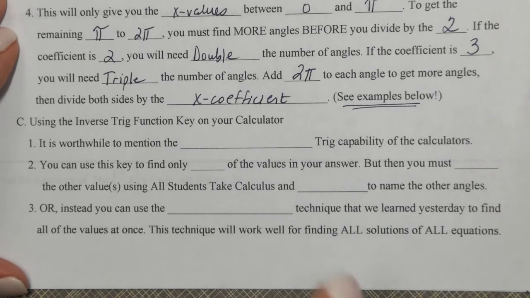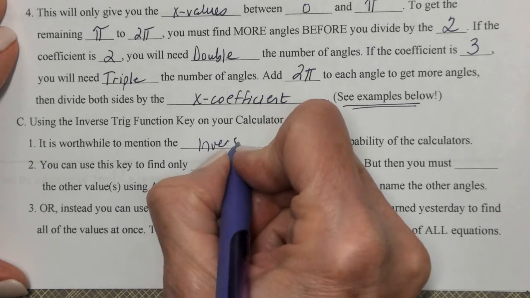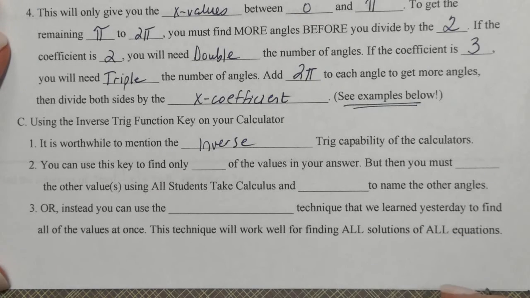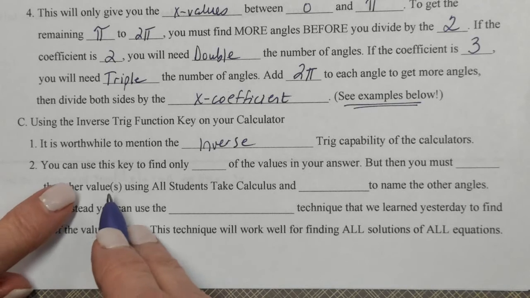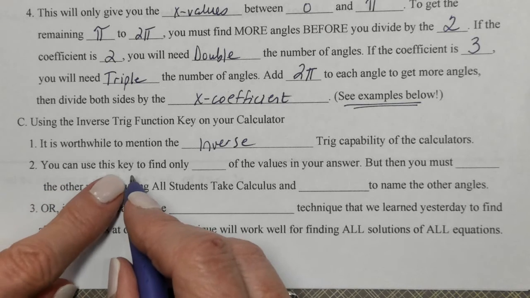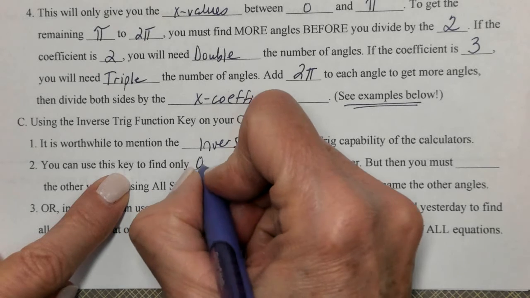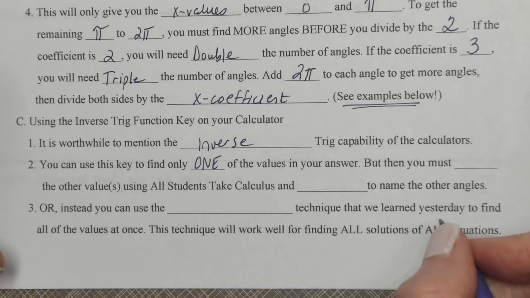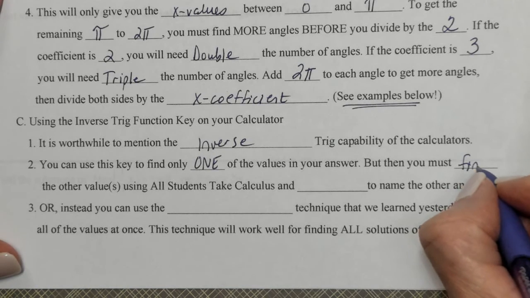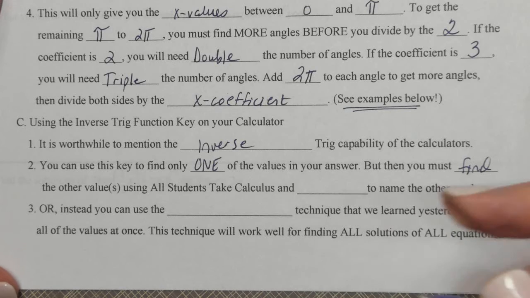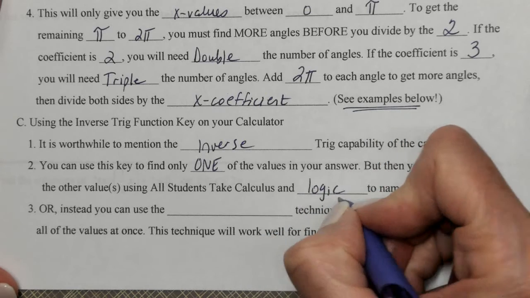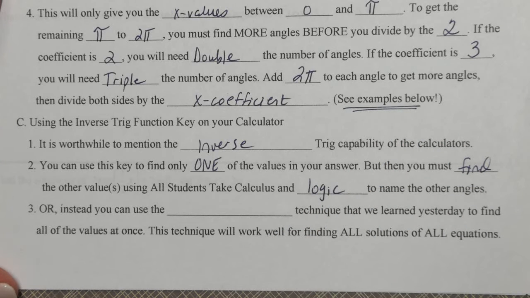But it is worthwhile to mention that we could use the inverse trig capability on calculators. Okay? You can use the inverse key to find only one of the values of your answer. Then you must find the other values using All Students Take Calculus and logic. It's the best way for me to say that, to name the other angles.